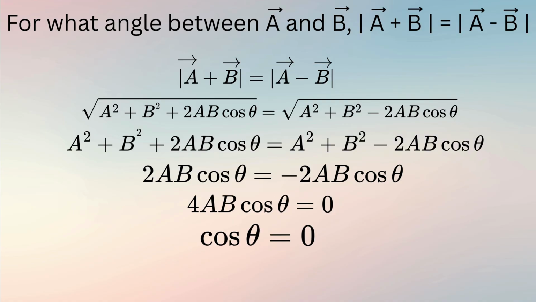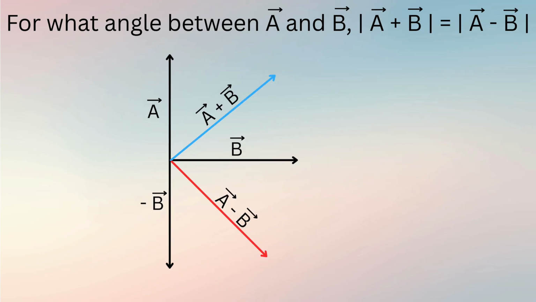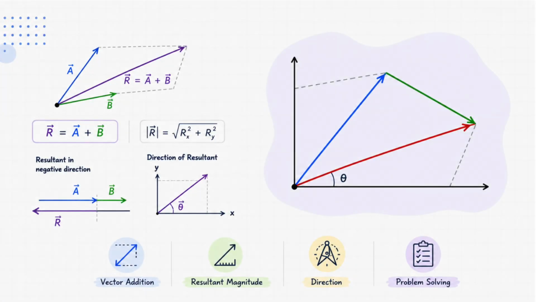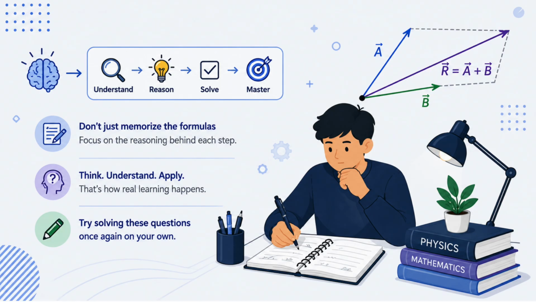And at what angle the cosine function takes the value of 0? That's at 90 degrees. So that's our final answer. We can remember this question as an important property that if two vectors are perpendicular, then the magnitude of their addition and subtraction will be equal. I hope these questions helped you understand how to add vectors and find the magnitude and direction of the resultant. Remember, don't just memorize the formulas, focus on the reasoning behind each step.